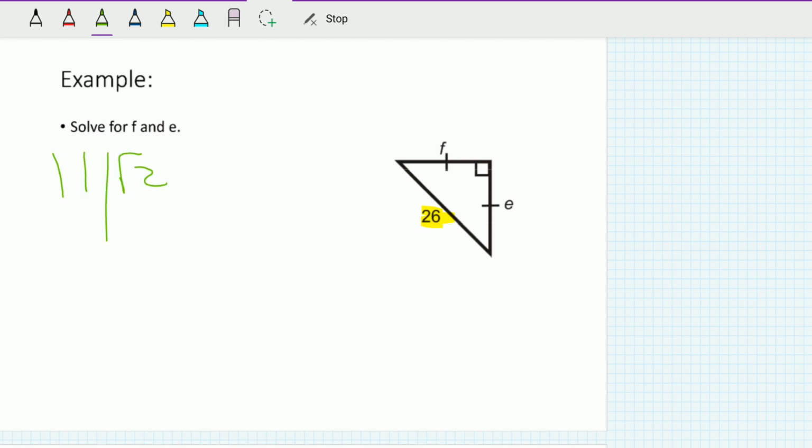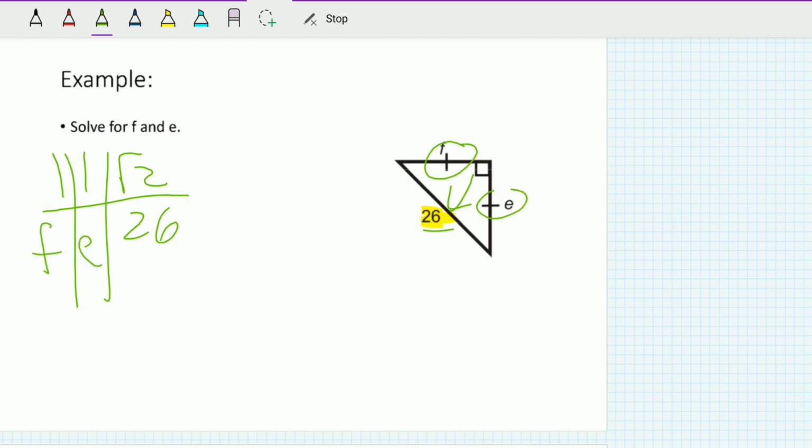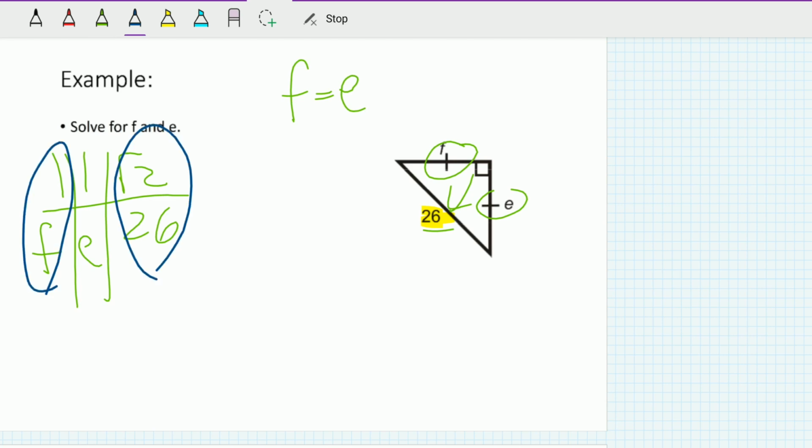1, square root 2. And then 26 is the hypotenuse because it's across the 90-degree angle, and then F and E. If you notice the two little tick marks, what that means is they're basically the same exact thing. So F is equal to E, okay? Keep that in mind. So I'll solve for, I don't know, whatever, F, okay? So my equation is going to be 1 over F is equal to square root 2 over 26.